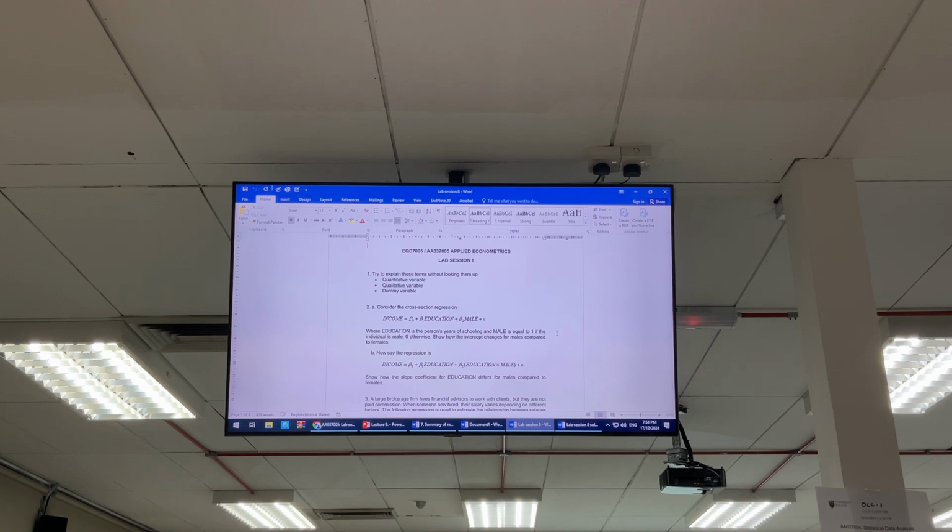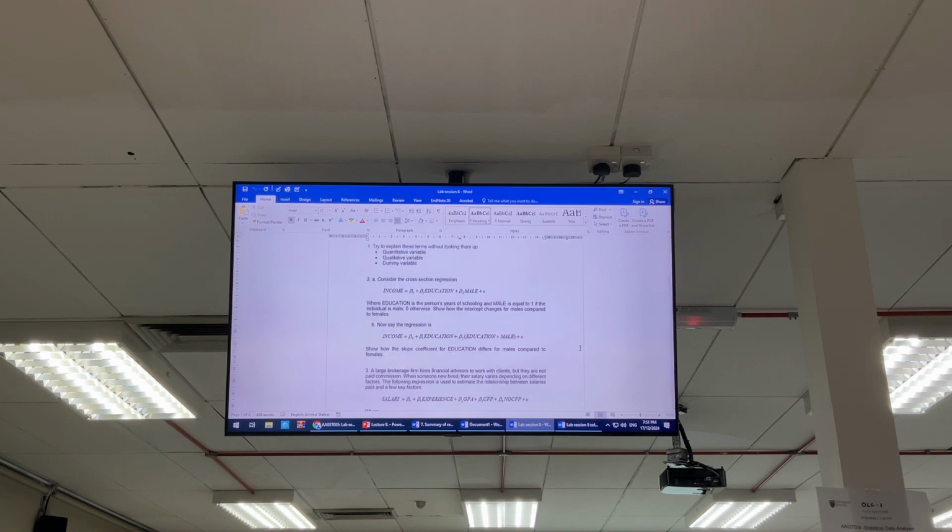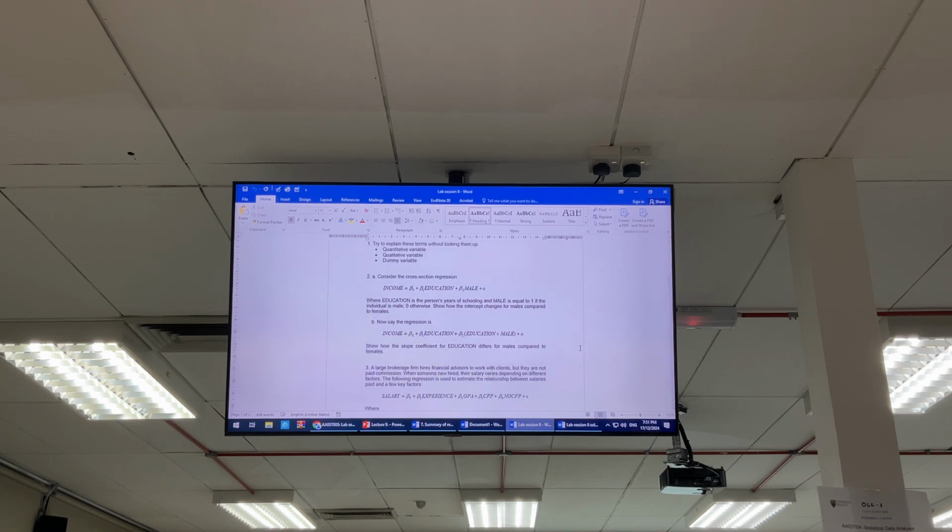Question number 2. A, consider the cross-section regression given here. We have the dependent variable income, and the independent variables education and male. Education is the person's years of schooling, and income is income, so they are numbers, in terms of number of years. So those are the quantitative variables.